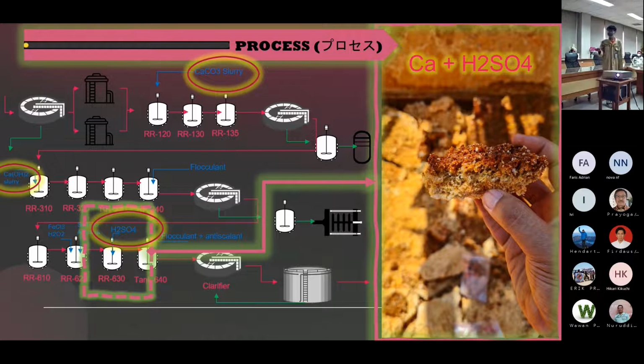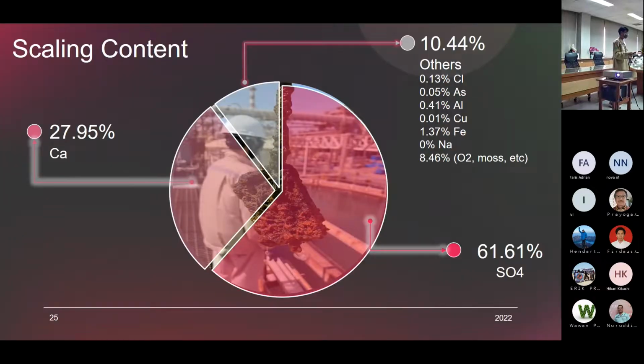And this is our research about scaling in this laboratory in the smelter. Look at this, the calcium and sulfate are higher than the others. So the theory is right. Calcium sulfate is the main scaling problem.